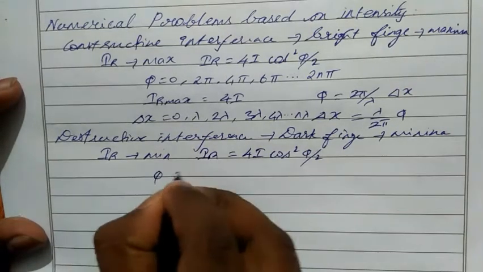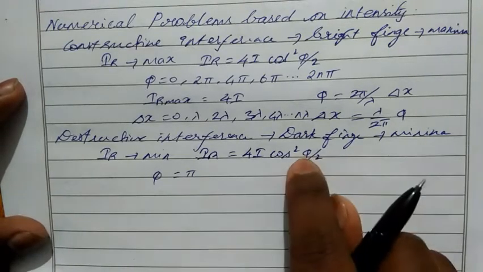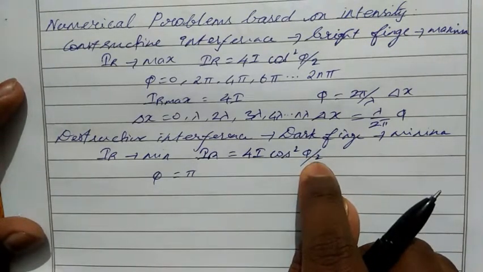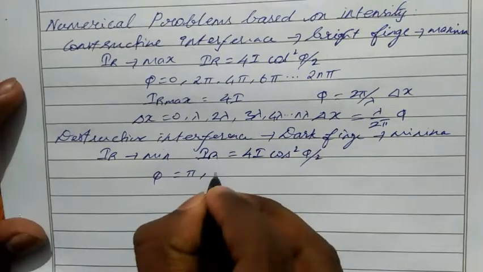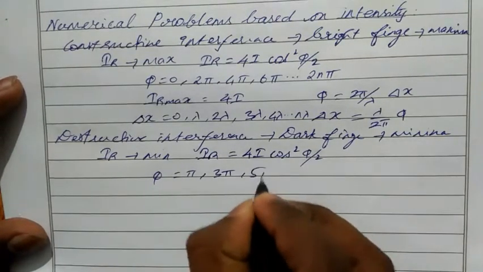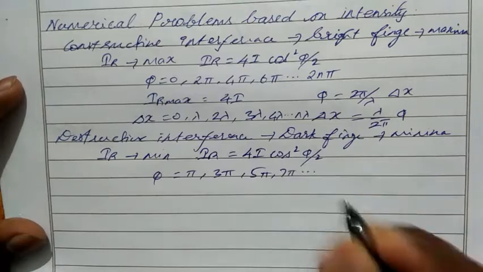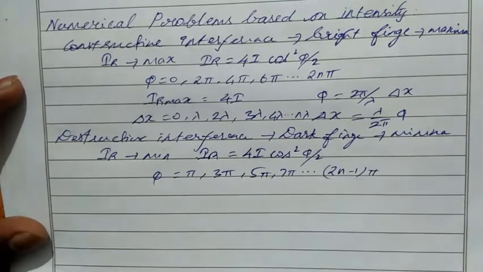If we take phi equal to pi, so cos 180 by 2, that is cos 90, value will be 0, okay. Or if I take 3 pi, so 3 pi by 2 also gives 0, then 5 pi, 7 pi. So for all the (2n minus 1) into pi, we will get cos value 0.